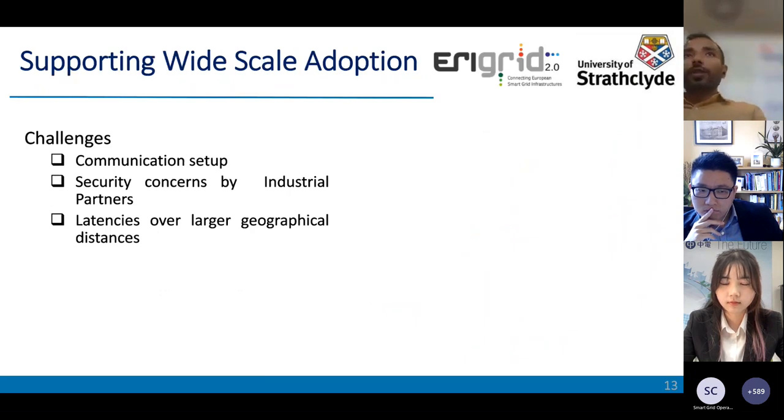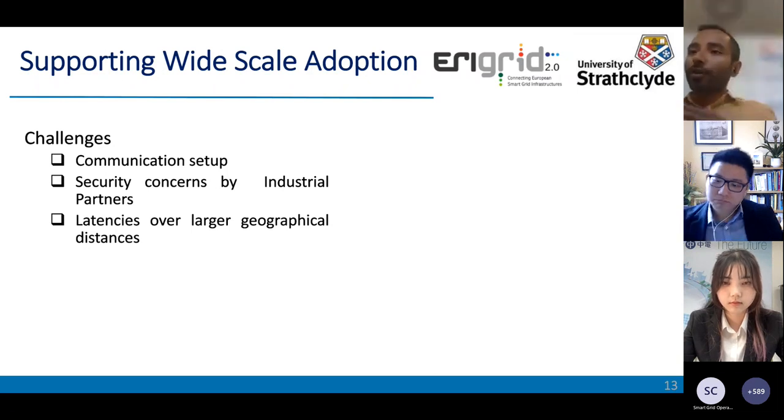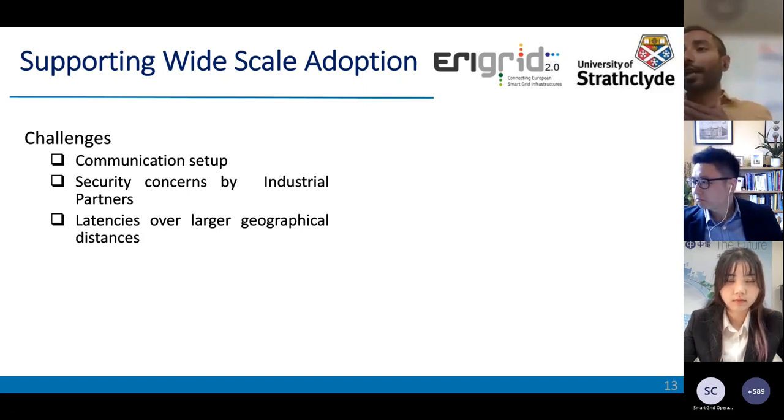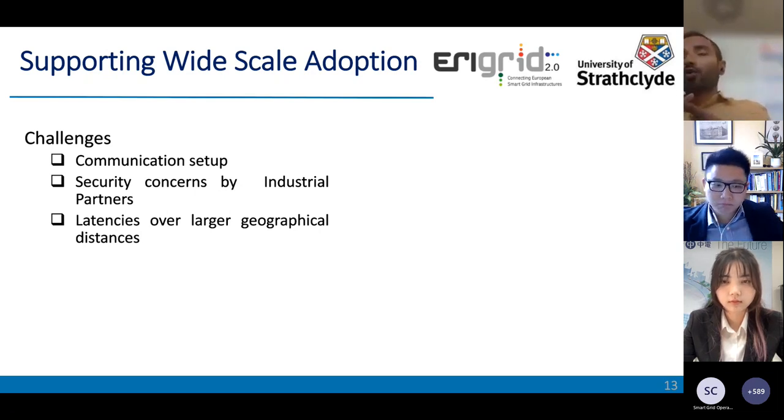The first set of challenges that we have is in terms of the communication setup. The geographically distributed simulation approach requires the exchange of UDP traffic between two laboratories. However, the flow of UDP traffic through firewalls is not liked, or not preferred, by the IT departments of the different organizations.